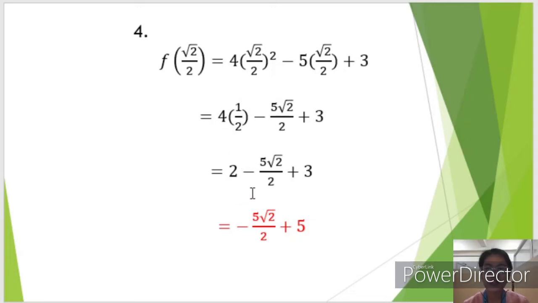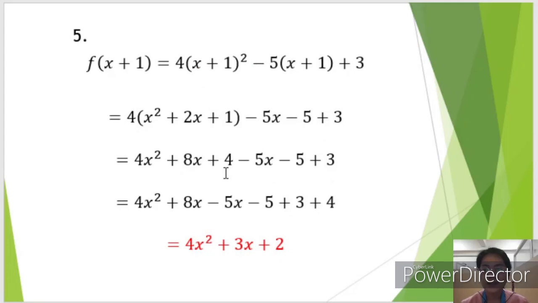And then minus 5 square root of 2 over 2 plus 3. So, dito, hindi natin pwedeng isama ang merong radical sign sa mga whole numbers. So, ang pagsasamahin lang natin dito ay ang 2 and 3. So, we have 2 plus 3, that is 5. So, the final answer is minus 5 square root of 2 over 2 plus 5.